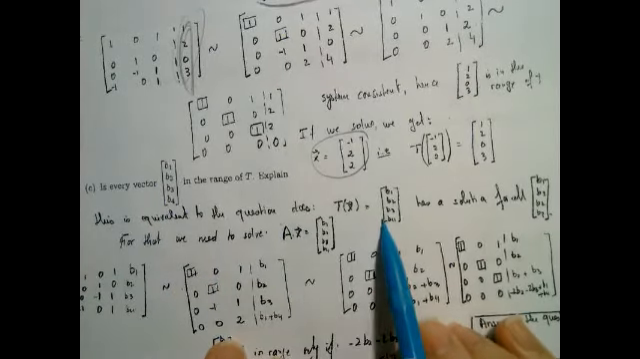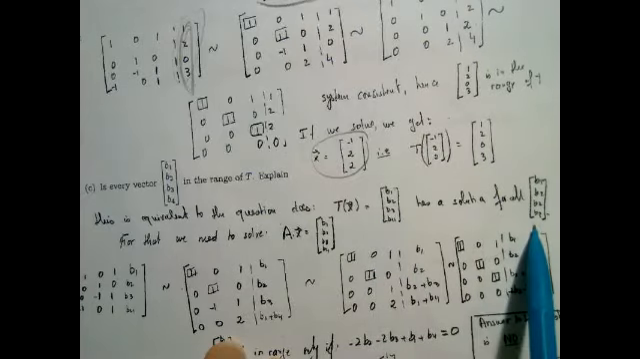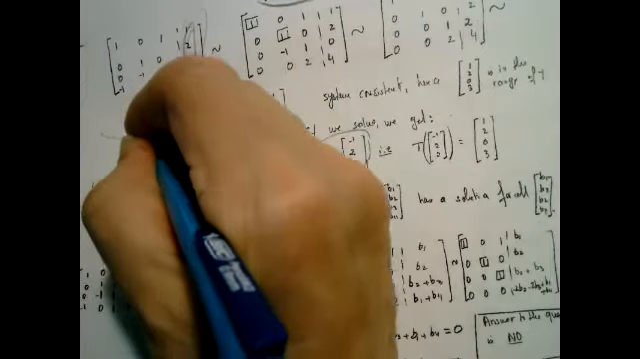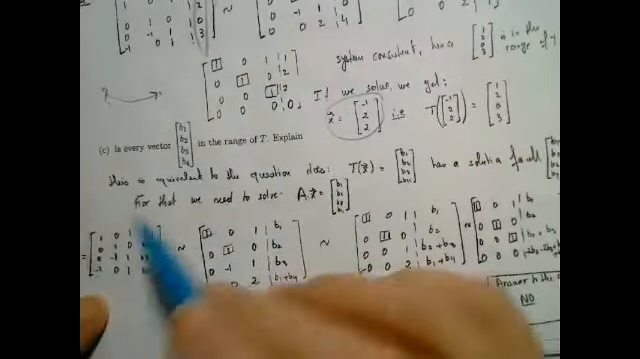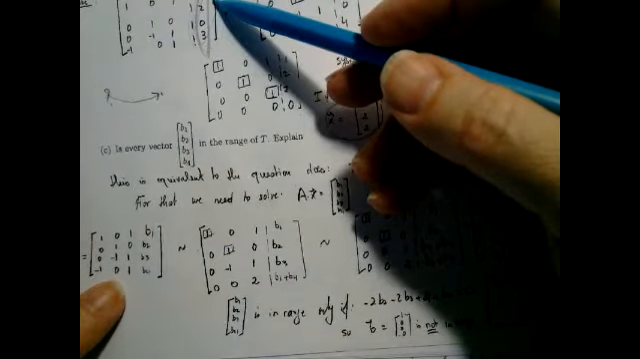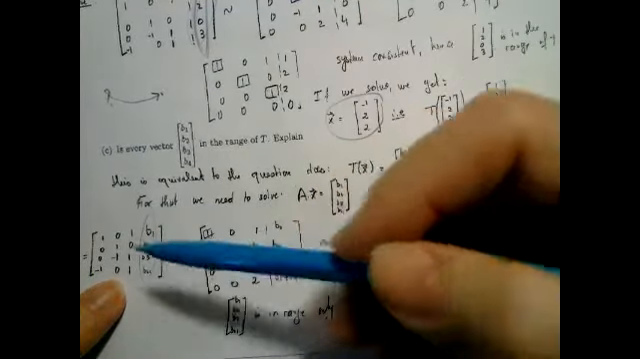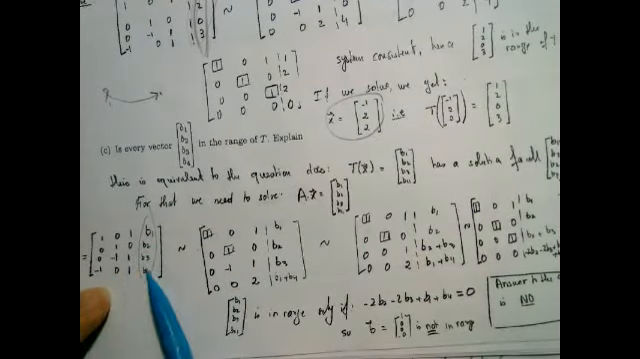Does T of X equal B have a solution for all B? It means regardless of which output vector here, can I always find something that goes to it? That's really what my question is. So I'm going to do the same thing as before, but now I'm going to put any B1, B2. So we try to solve, and we solve very carefully.